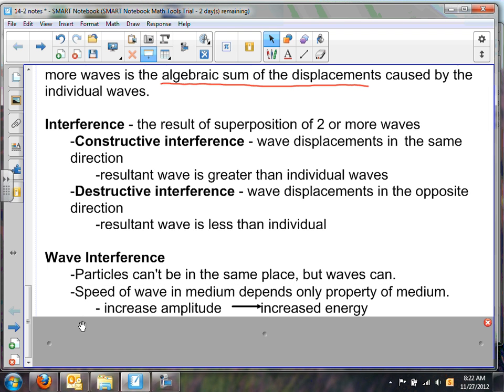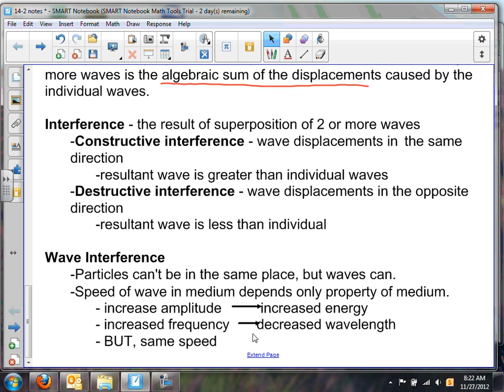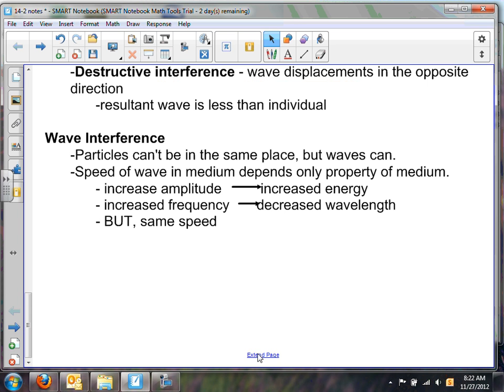The speed of the wave in the medium depends only on the property of the medium. We can increase the amplitude of a wave. That simply would just mean we have more energy. We can increase the frequency of a wave, make waves happen more often. That's just going to be at the expense of the wavelength. You're going to have a shorter wavelength. But they're going to travel at the same speed in a given medium.